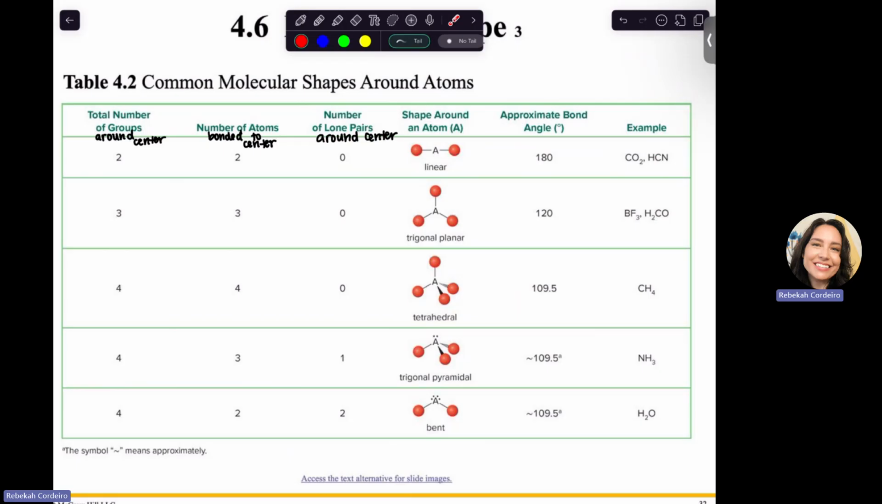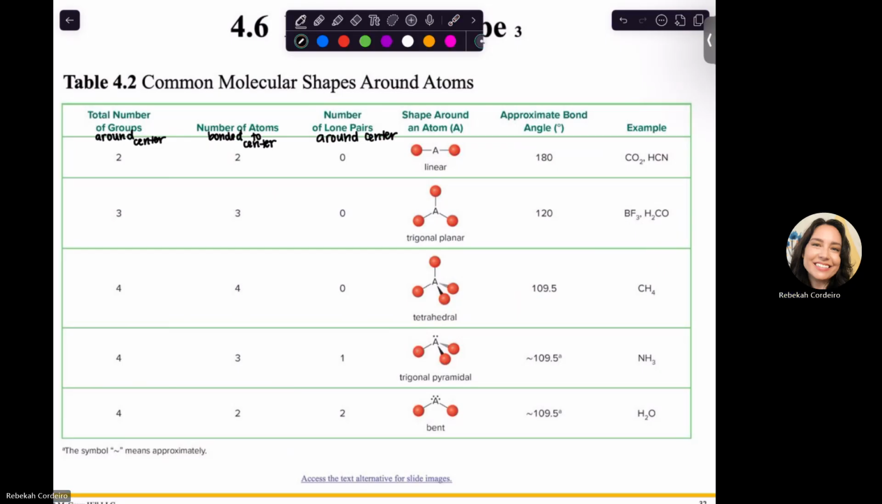Then we have our trigonal planar. This is three groups around the center, three atoms, no lone pairs on the center. It's going to be called trigonal planar, and it'll be 180, or sorry, 120, and you can have a couple of examples here. There's one more I'm going to throw in here in a second, which is a bent shape. So we're going to just add this one.